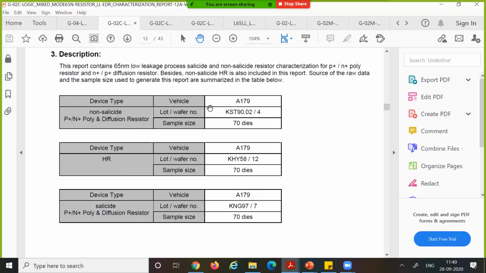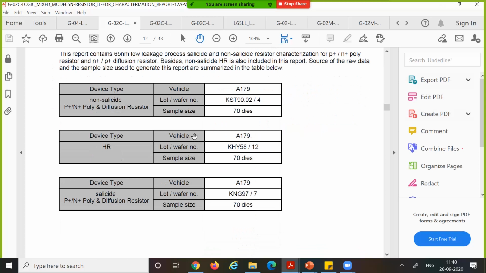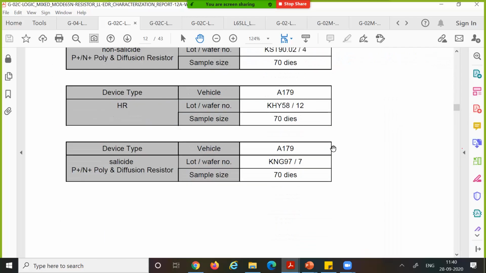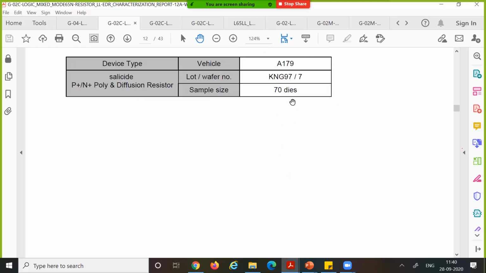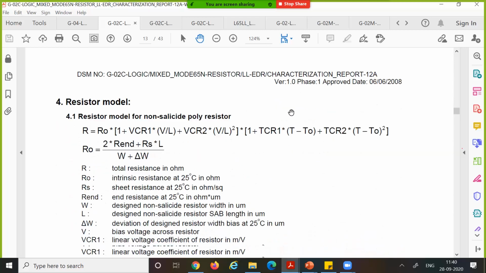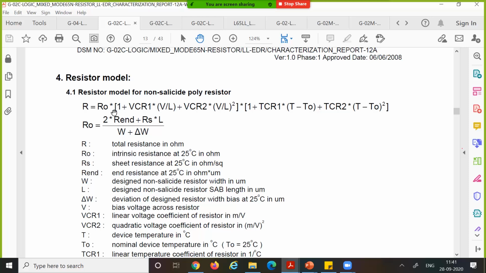Now, this document is from the foundry, and they have measured multiple dies and given us the information. So this is the resistor model. Although they say non-salicide poly resistor, this is typically the same resistor model for all of these.